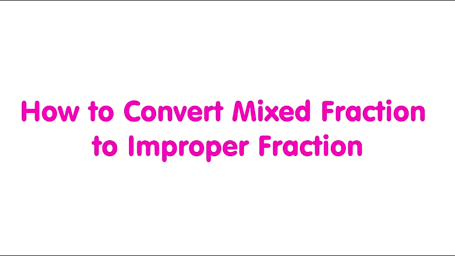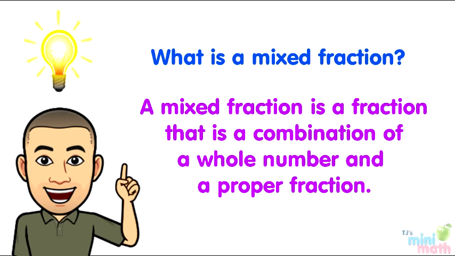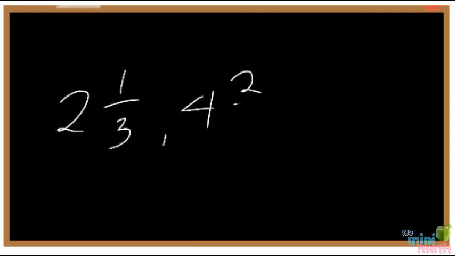Today we are going to learn how to convert a mixed fraction into an improper fraction. So first, let us define what a mixed fraction is. A kind of fraction that is a combination of a whole number and a proper fraction is called a mixed fraction. For example, we have 2 and 1/3. Then we also have 4 and 2/5. And then we have 16 and 10/12.